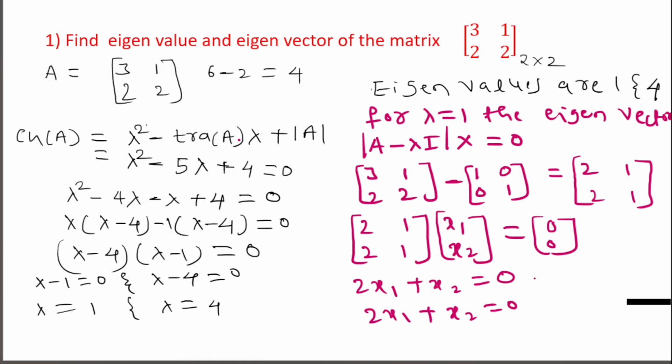Hence here we have to assume the value, that is x2 equal to 2k. Here x1's coefficient is 2, hence x2 can be taken as 2 times k, where k is some constant. Then we have to put this x2 value in the first equation. Both are the same equation, so we can put it in any one equation. I'll use the second.